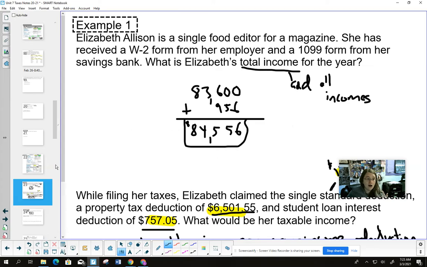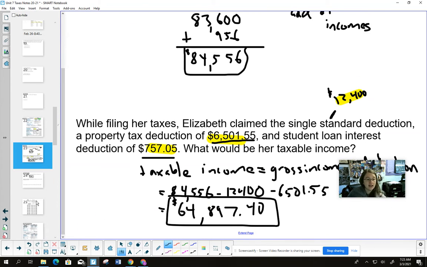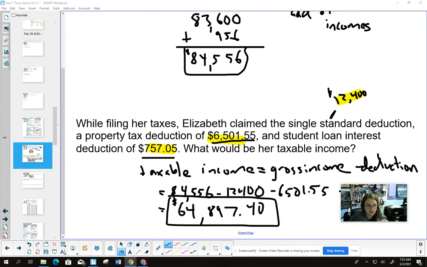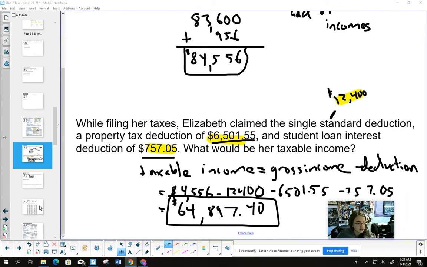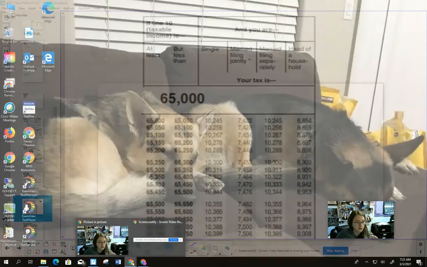But now that we know her taxable income, now we can see how much she should have paid. Forgot about this. I'll have to cut this part out of the video, but that's okay.